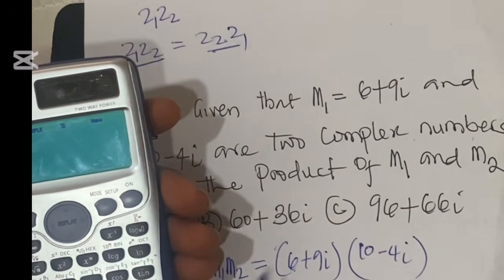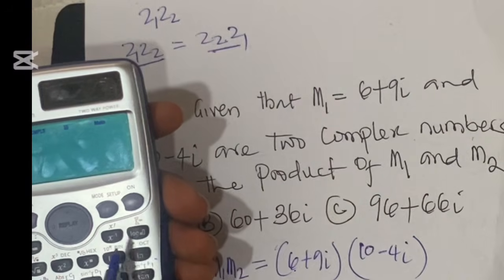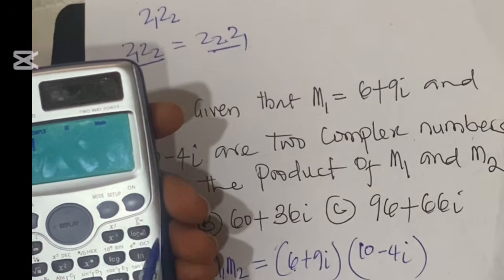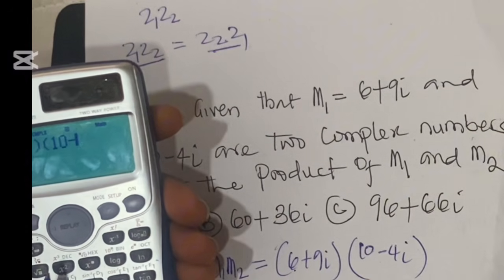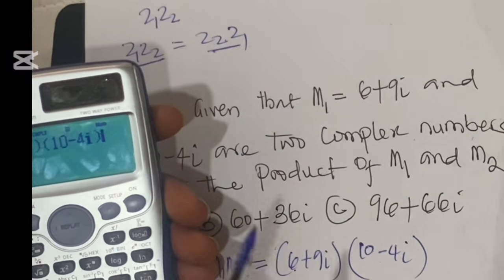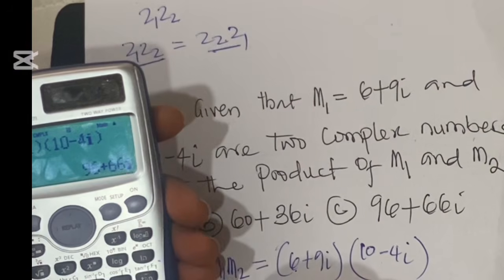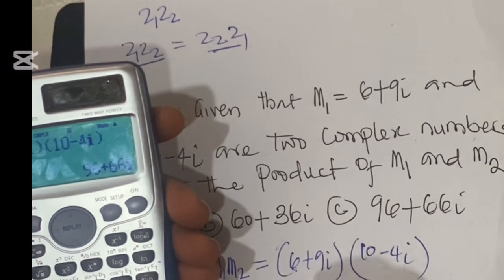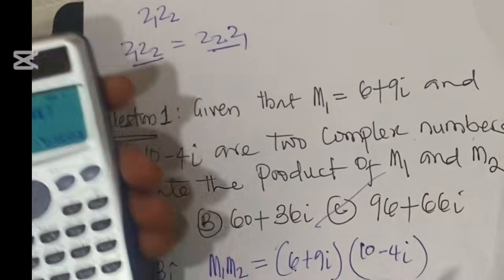Now let's press this using the calculator. I'll put bracket open, 6 plus 9i, close your bracket. Open your bracket again, 10 minus 4i, close your bracket. Equal to, my answer here is 96 plus 66i. So the answer here is C.